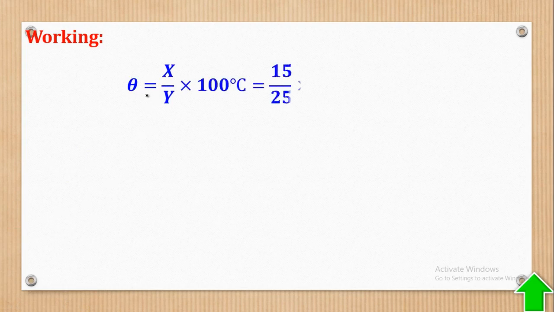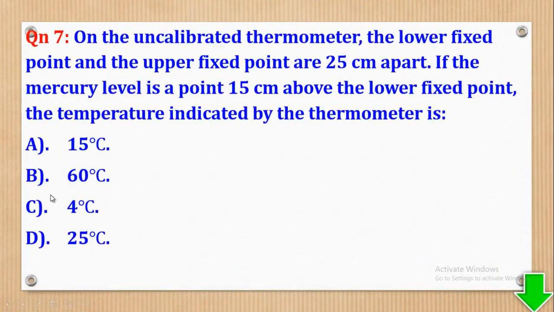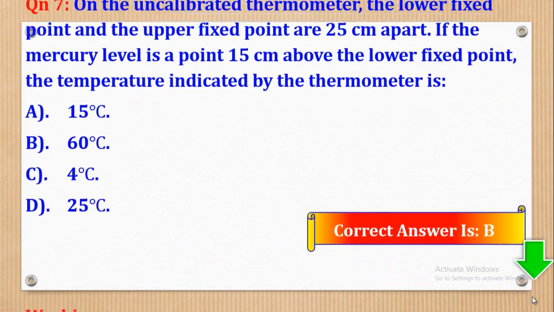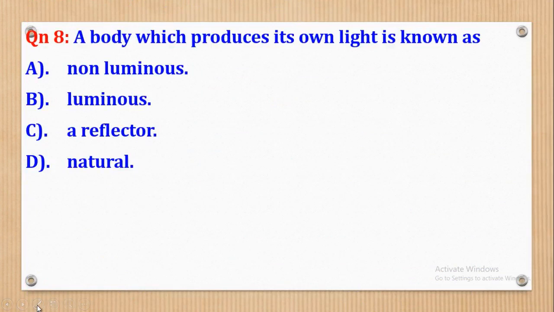You say that the temperature is given by the mercury thread, which is 15, over the fundamental interval, which is 25, multiplied by 100 to come up with 60 degrees Celsius. So I look for the option which has 60 degrees Celsius, and it's option B. Therefore we conclude that the correct answer is B. So that was question 7. Now we shall go to question 8.